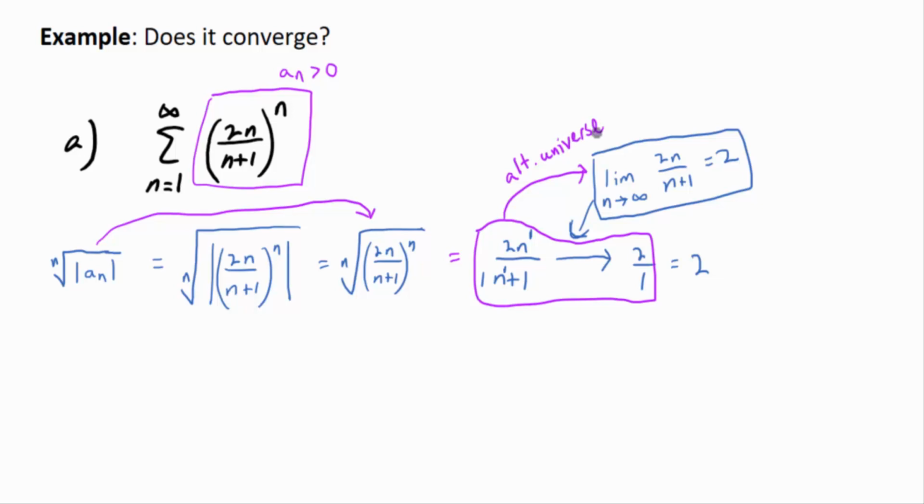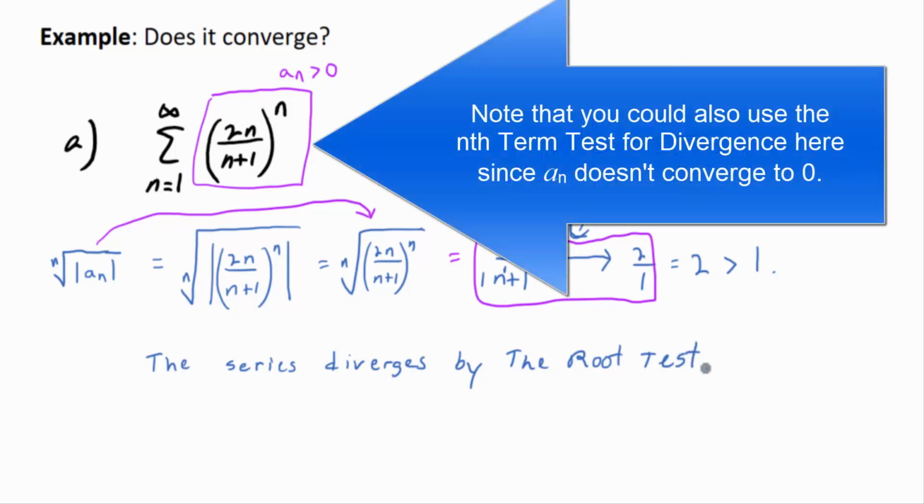So how does 2 compare with 1, same as the ratio test at this point? It's greater than, so what's your conclusion? The series diverges by the root test. I mean, if you think about it, these tests aren't as bad as the integral test, right? They're not that bad at all.